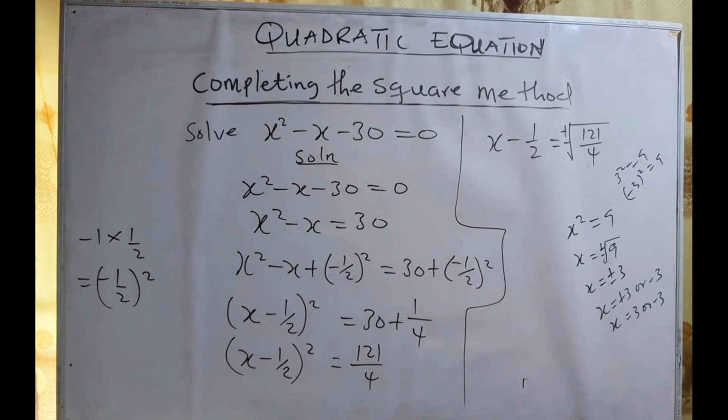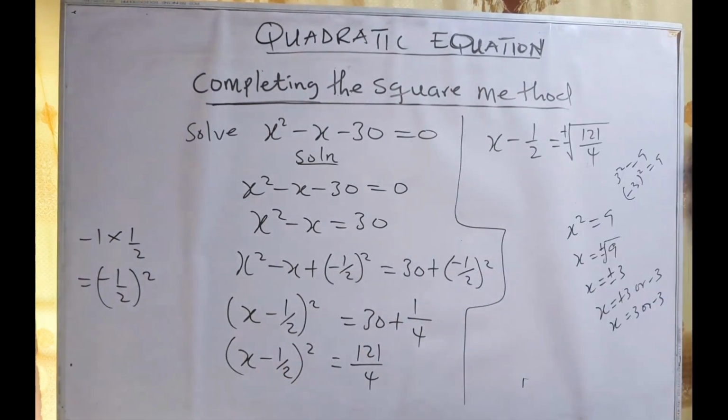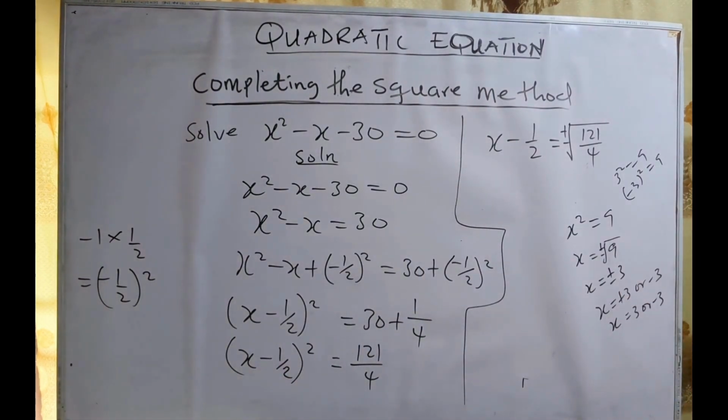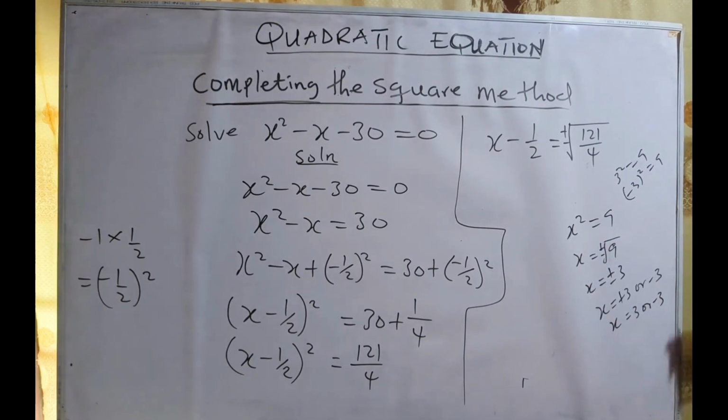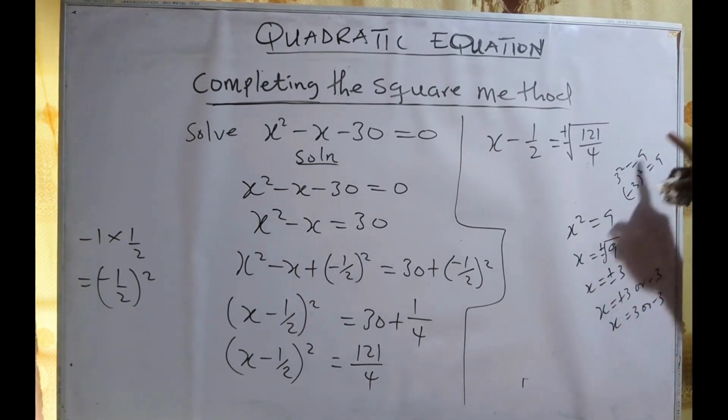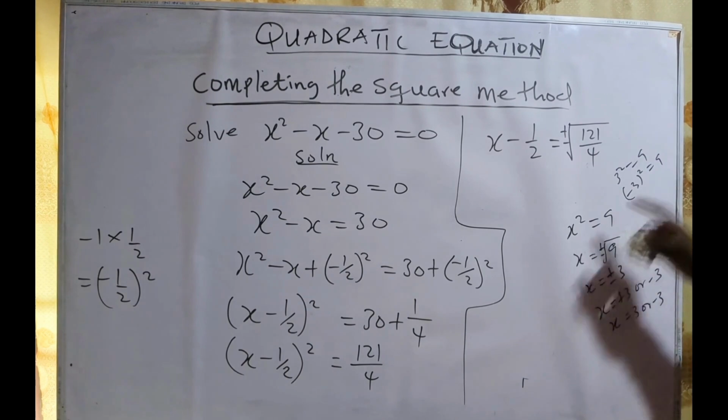Because the negative and the positive will get me the same answer. I believe that is understood. That is why you have the negative and positive there. But the negative and the positive square give the same answer. Alright. The negative 3 squared is 9. 3 squared is also 9.